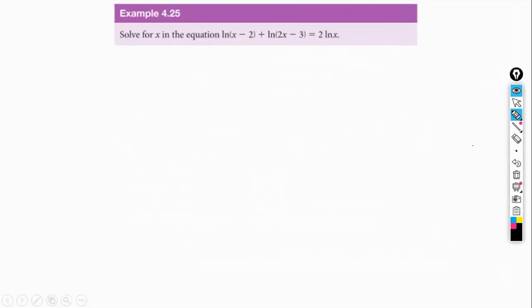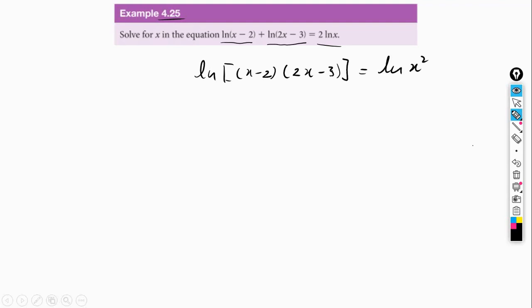So we're going to end this video with example 4.25. It says solve for x in the equation natural logarithm of x minus 2 plus natural logarithm of 2x minus 3 is equal to 2 times natural logarithm of x. So we can simplify this using the properties of logarithms, and we will get that natural logarithm of x minus 2 times 2x minus 3 is equal to natural logarithm of x squared.